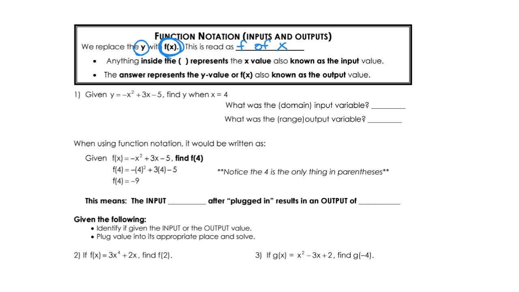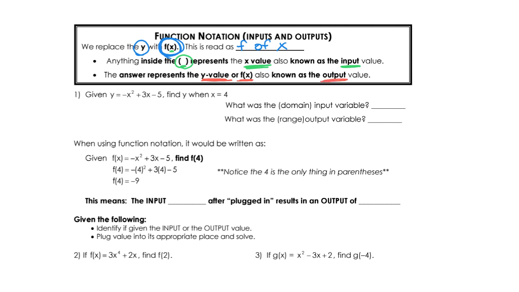Anything inside the parentheses here represents the x value. So just think f of x, right? X is inside the parentheses, so whatever they put inside those parentheses is going to represent x, also known as your input value, what you're putting into an equation. The answer represents the y value, also known as the f of x. That's your output, it's what you get out.